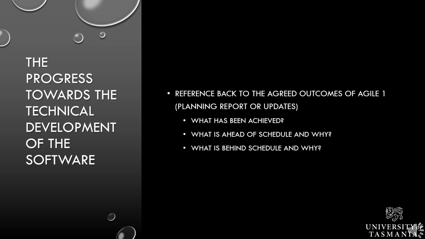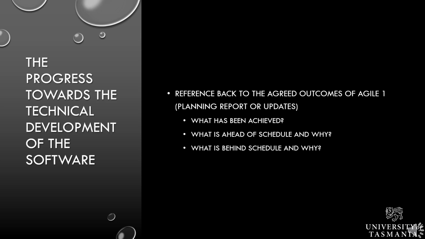The next part of our Agile cycle will be familiar to you. This is where we're going to report on the progress towards the technical development of the software. So at the end of Agile 1, you had then a new or updated list of things that were going to be created in Agile 2. Now what we're going to do is assess the completion of those tasks.